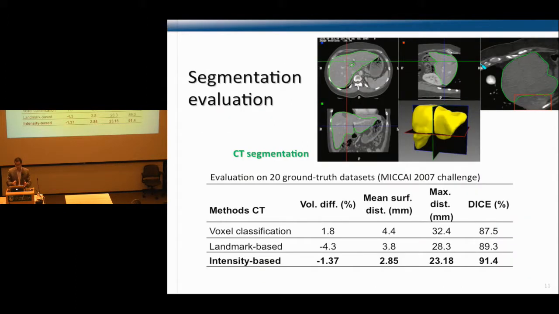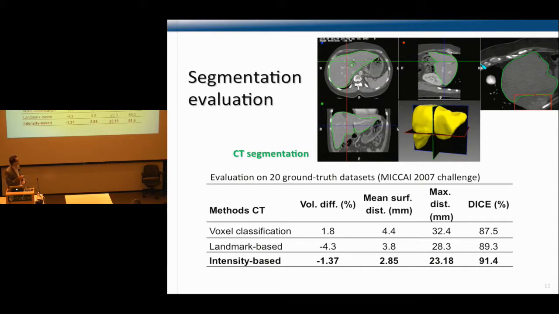We validated the approach against radiologist segmentations on 20 CT data sets. We compared that to different approaches, a voxel-based approach or a landmark-based approach. The intensity-based approach is what we actually proposed, and it gives us quite good numbers in terms of mean surface distance and also dice coefficients. That's the intersection between the ground truth segmentation and our own segmentation that was generated automatically.